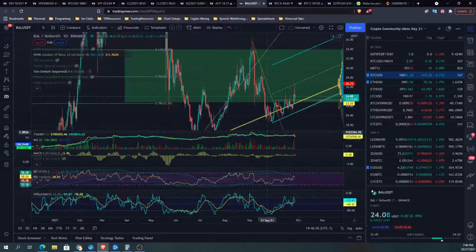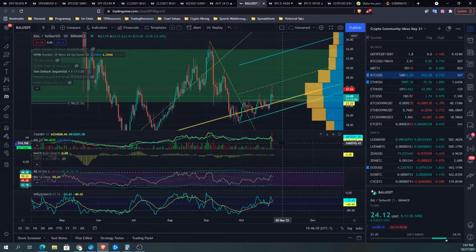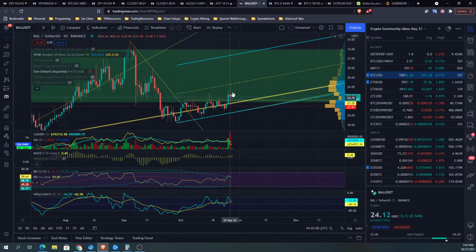Internals, let's see what we got here. A little bit of selling on that kind of funny, almost like a doji candle there. So obviously we ran up top here and we ran into a bunch of resistance up here.